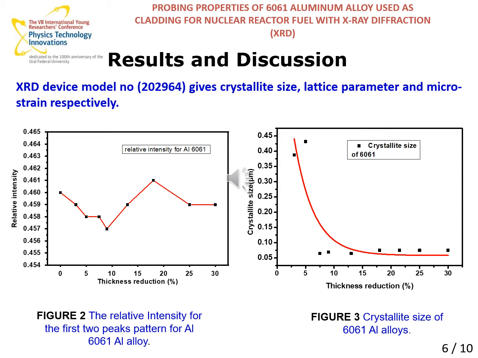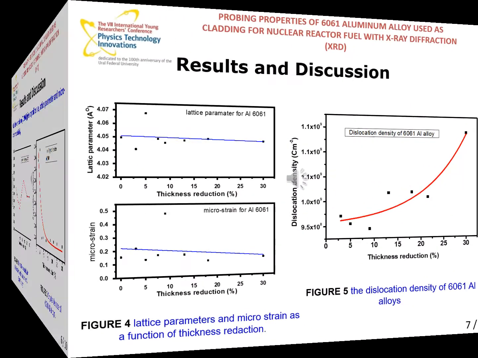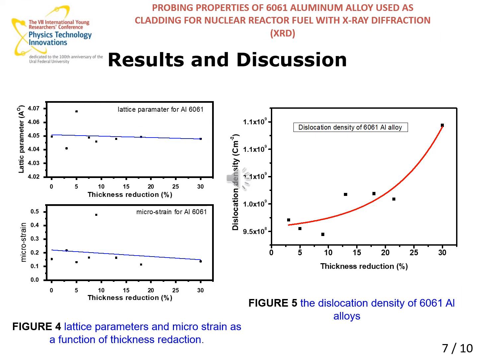For the next figure, figure 3, it's the crystal size of this alloy with thickness reduction. As we can observe, it decreases exponentially with increasing thickness reduction. Figure 4 in this slide presents lattice parameters and microstrain as a function of thickness reduction. We can observe there is no clear effect of thickness reduction on microstrain and lattice parameter.